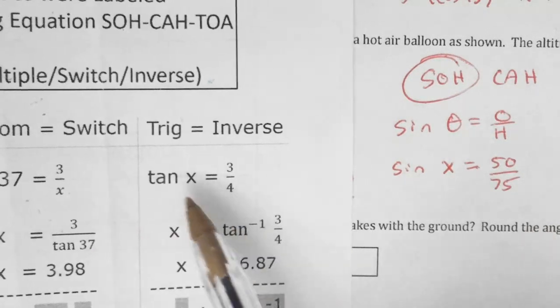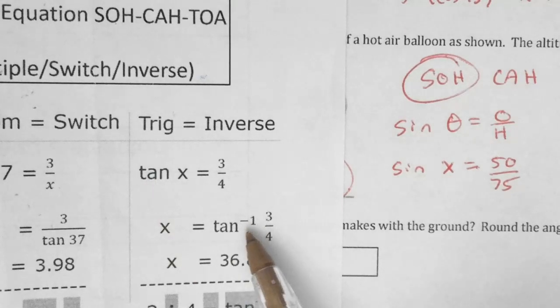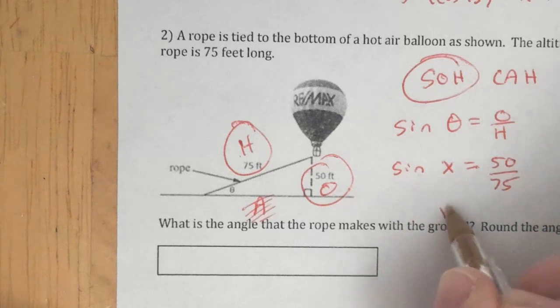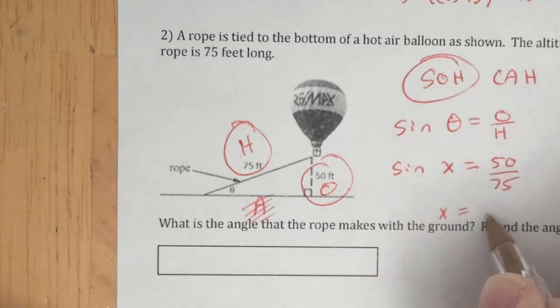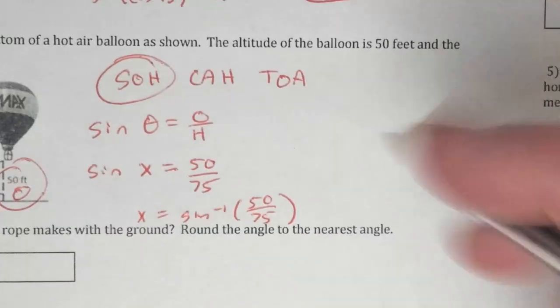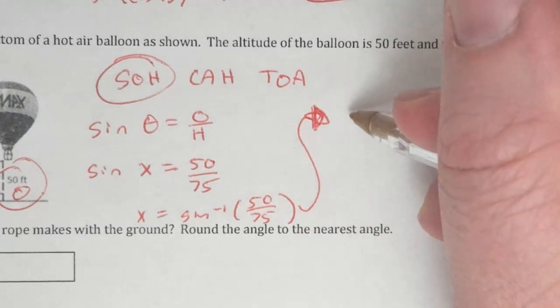To get rid of that, you have to do the inverse. So to get rid of the tan, I had to do tan inverse on the other side. So I'm going to move this sine onto the other side. So x equals sine inverse of 50 over 75. I ran out of room, so I'll put it up here. Now I just have to type that in my calculator.